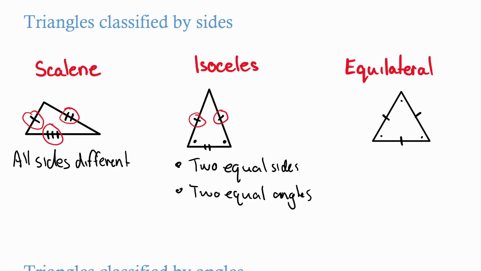Okay. And the last type of triangle that we classify by side is an equilateral triangle, which has three equal sides and three equal angles. Alright, so those are your triangles that are classified by sides.